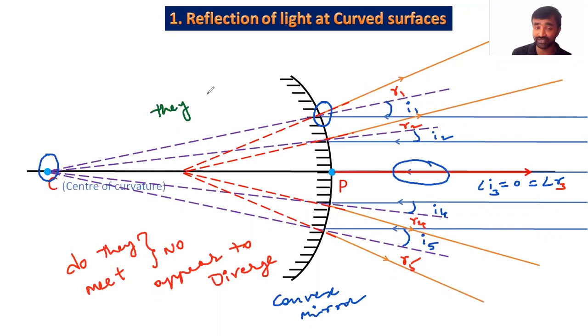So here, what I am saying, they appear to diverge from this point. Right? They appear to diverge from this point. Yes or no?